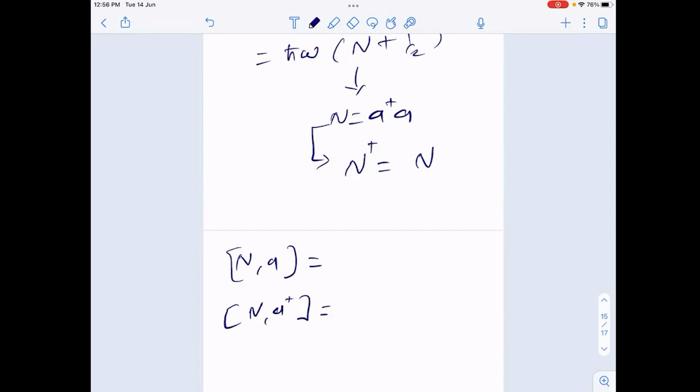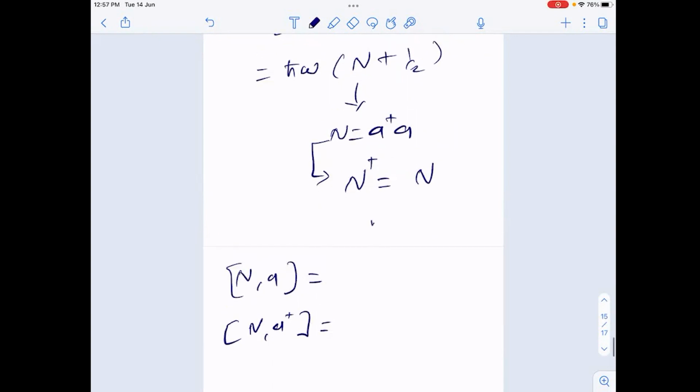Any guess? Since n is analogous to our n equal to 0, 1, 2, and so on to infinity, right? Then if n is with A, it gives you minus A. When it is with A dagger, it gives you A dagger.